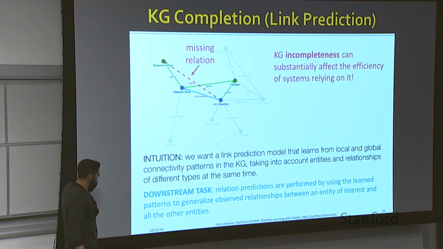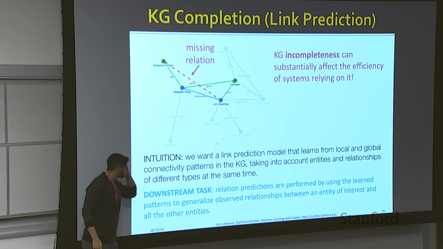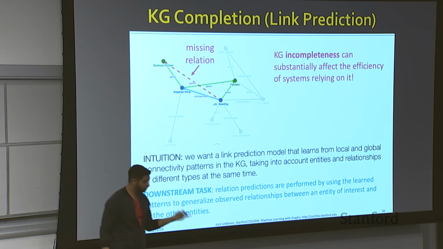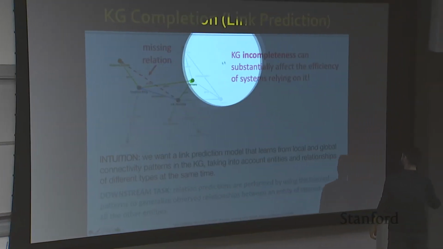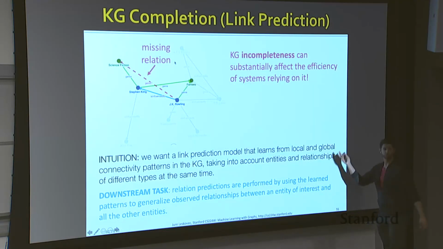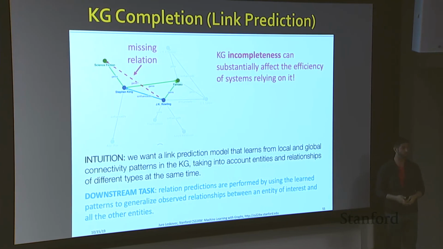Why is this an important task? As I was mentioning, when one of these graphs is incomplete, it can really affect the efficiency of a system relying on it, okay? So if you're using this for a search system, the fact that one of those edges is missing might impact negatively the quality of the search results. So that's why you want to try to complete those knowledge graphs. And the way in which we perform this completion is the same task that we talked about a while ago, right? This is link prediction, okay? It's just that in the context of knowledge graphs, we call it completion, okay?